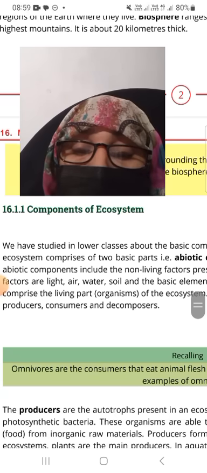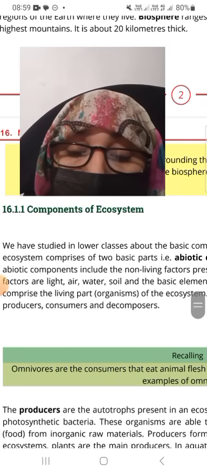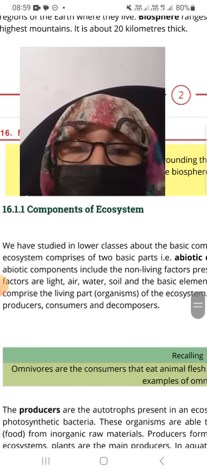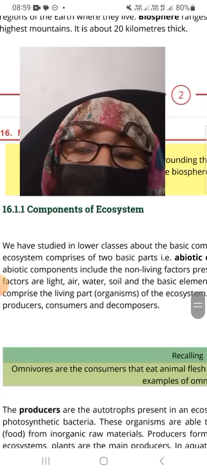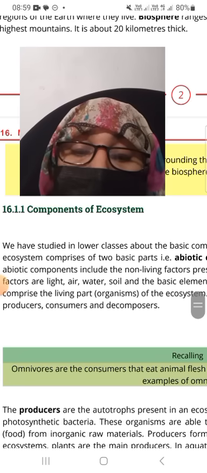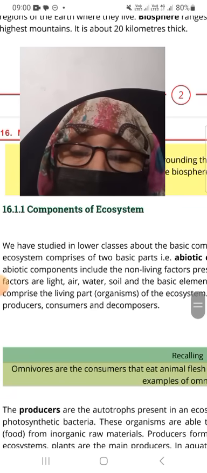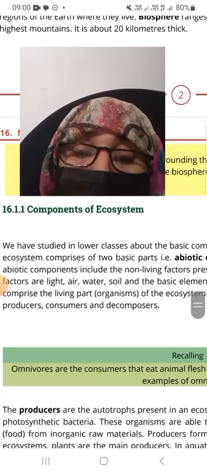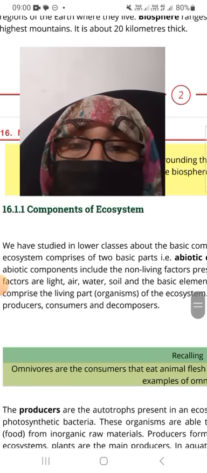An example of the other one, the producers, are autotrophs present in an ecosystem. Bacteria are organisms able to eat food from inorganic raw material, and the photosynthetic bacteria produce food from inorganic raw materials, as do plants, and they produce food for each other.